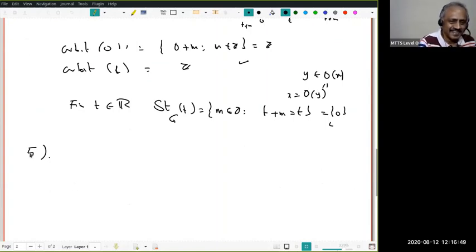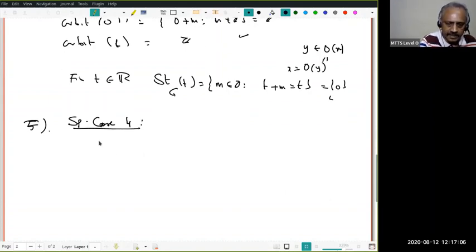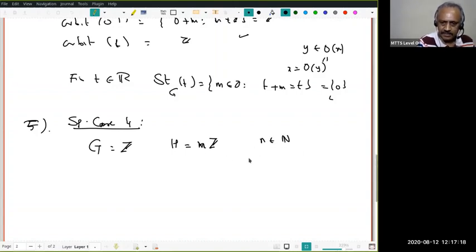Things can go. Okay. Now, let us look at one more example. See, this is a special case of 4. Let G equal the additive group of integers, H equal to all multiples of, let us say, n, where n is a natural number or integer. Any integer will do. Okay. This is a special case of 4. All right. Now what are the orbits?